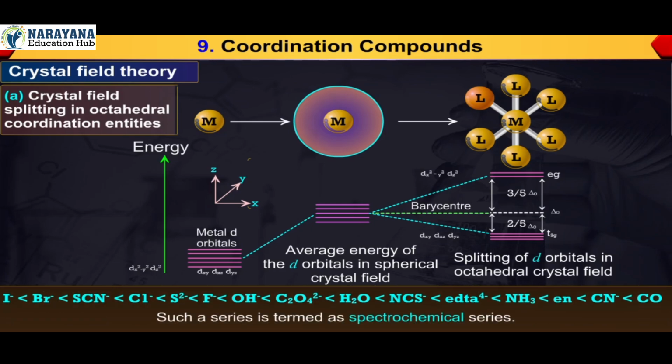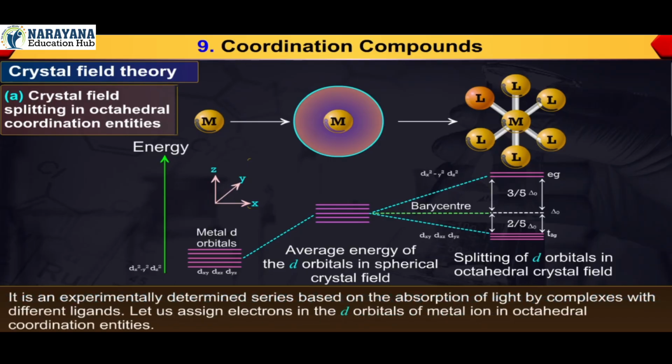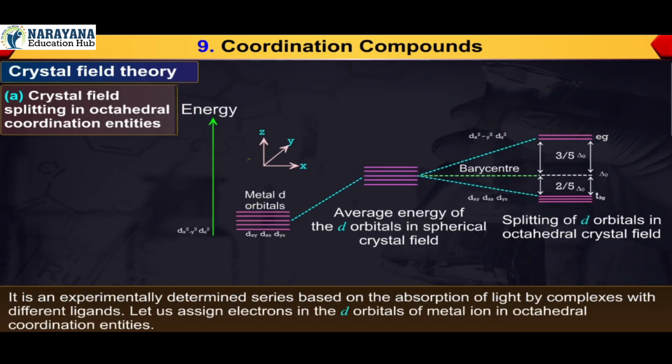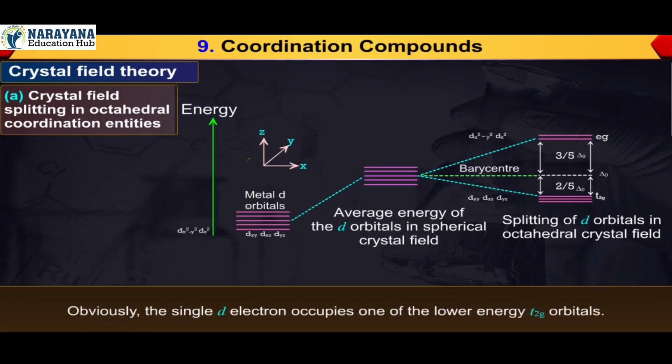Such a series is termed as spectrochemical series. It is an experimentally determined series based on the absorption of light by complexes with different ligands. Let us assign electrons in the d orbitals of metal ion in octahedral coordination entities.